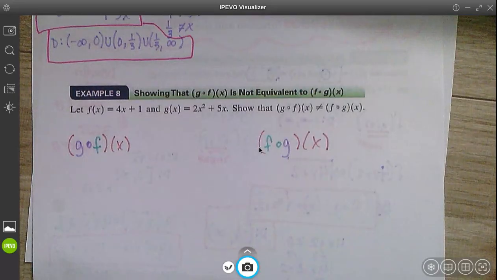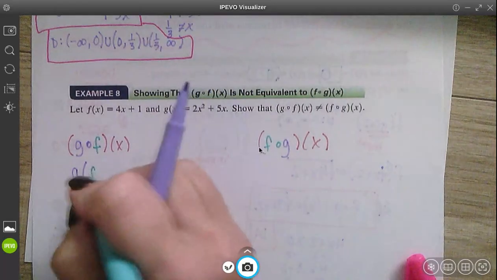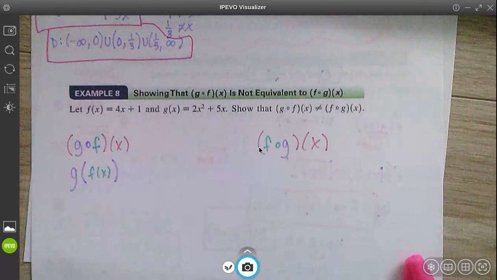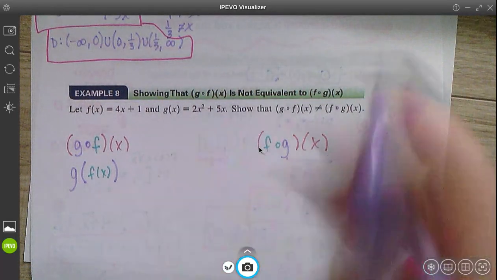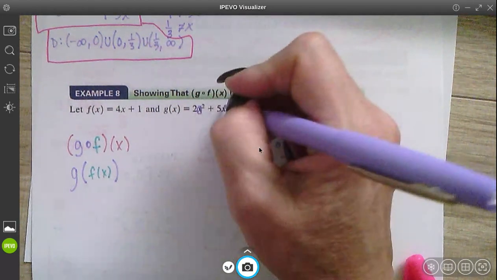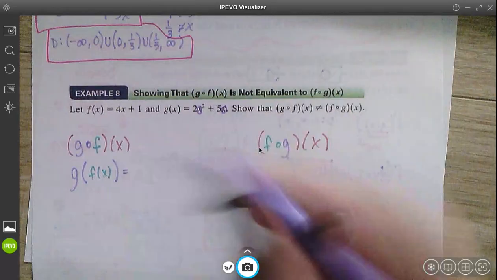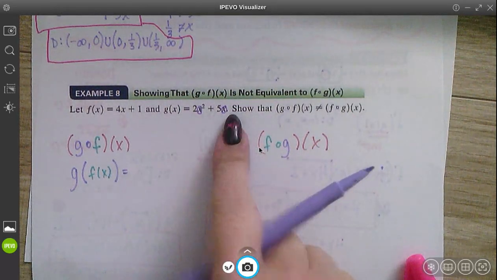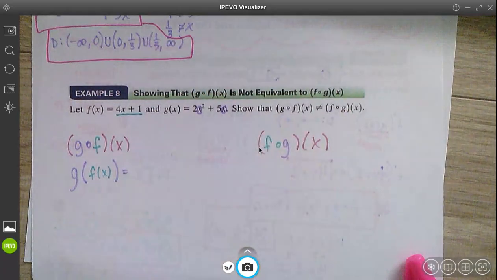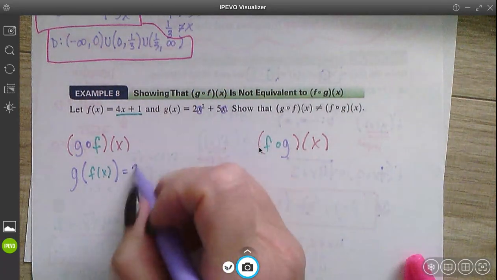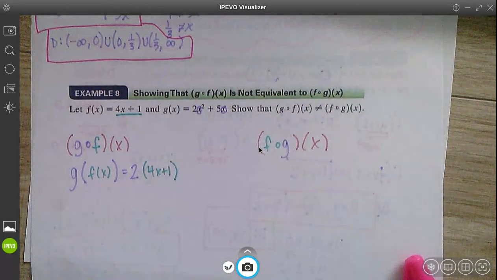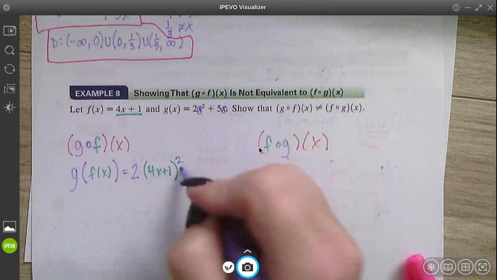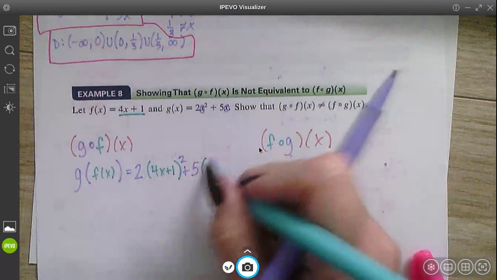G circle f means I'm going to take g of x and replace the x with f of x. G of x is 2x squared plus 5x. So g of x actually has a couple of x's this time, right here and right here. So I'm going to replace this x and this x both with 4x plus 1 because that's f of x. So I'll have 2 and then replace the x with 4x plus 1, and that is still squared, plus 5 and replace the x with 4x plus 1.